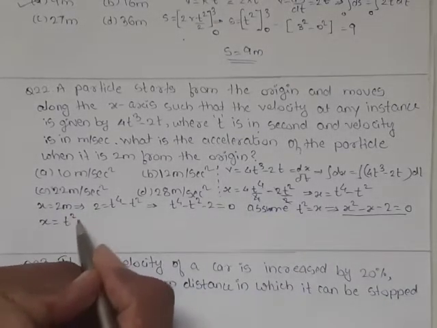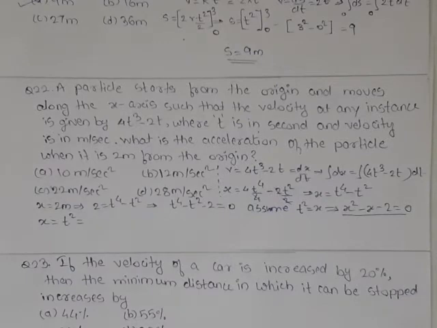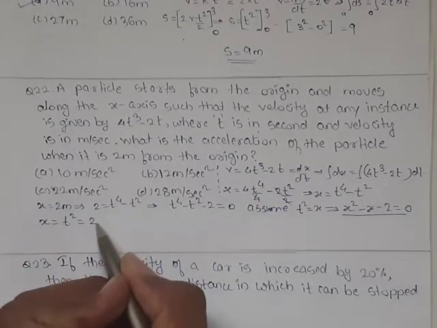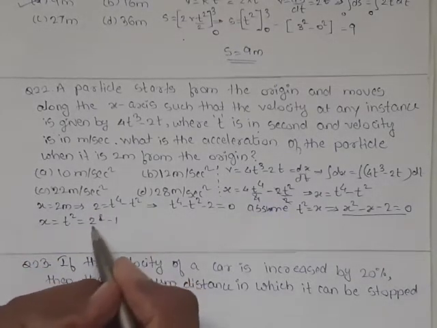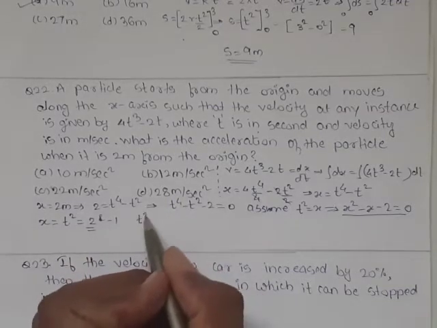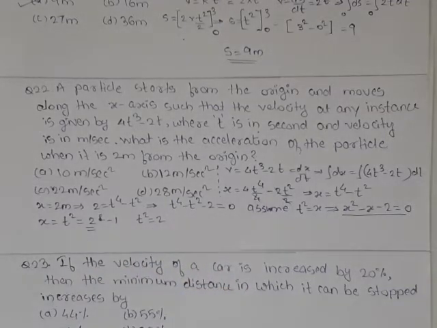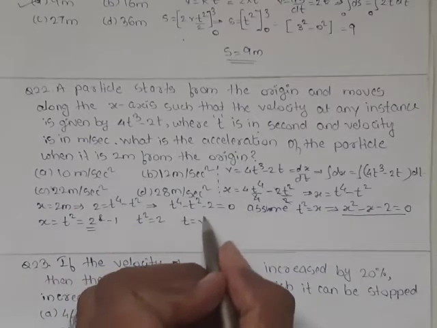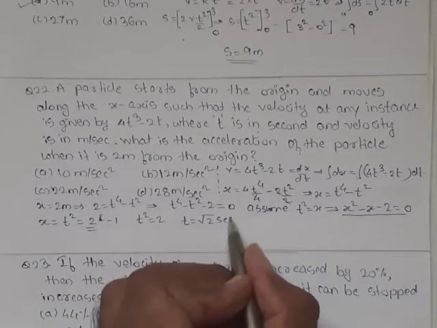x is nothing but t square. There are two values. The two values are 2 and minus 1. Out of that, 2 is the correct answer. So t square is coming equal to 2, or taking the root, finally t is equal to root 2 seconds. So here we have found out the time.